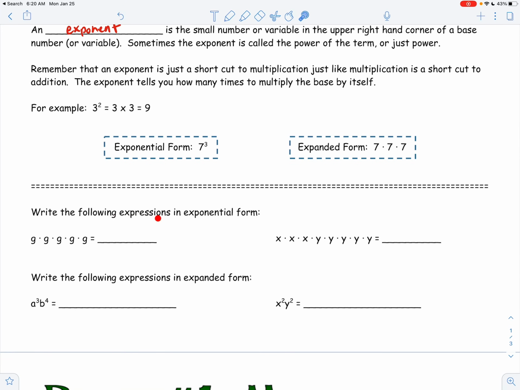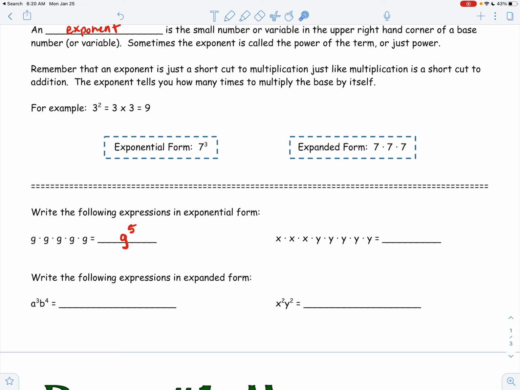Down here it says write the following expressions in exponential form. We have g times g times g times g times g. Note that we see g 1, 2, 3, 4, 5 times. So we can write this in exponential form as g to the 5th power.